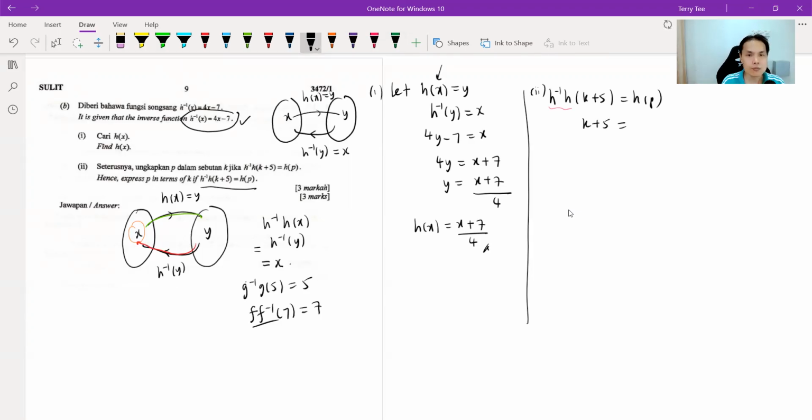And as for H of P, since I really know this function H of X, I'm just replacing X with P. So I got P plus 7 over 4. And I'm finding P as the subject. Let's multiply over by 4, K plus 20 is now P plus 7. Bring the 7 to the left. P is 4K plus 13. There you go. You got P in terms of K.